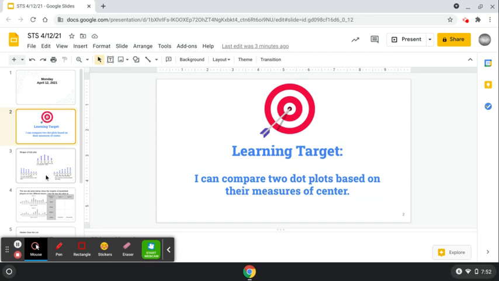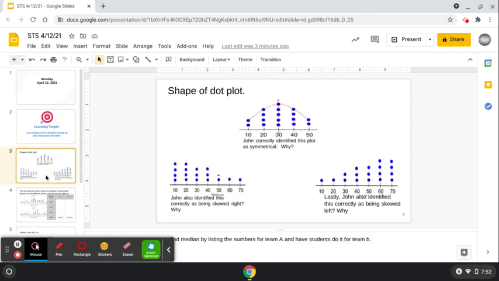So before we jump into that, I do want to take a minute and talk about the word shape. We haven't really talked about this, but I do want to talk about it. Another word for shape is skew, and we're going to talk about what that means. And there's three shapes or skews for a dot plot. These are symmetrical, skewed left, and skewed right.